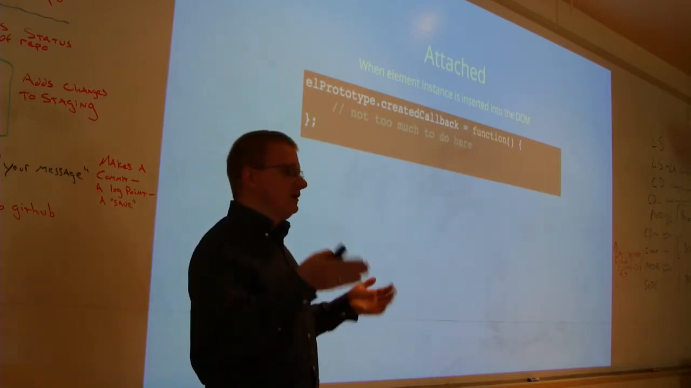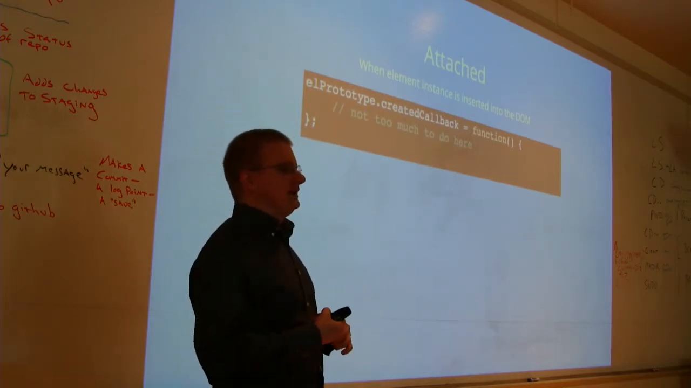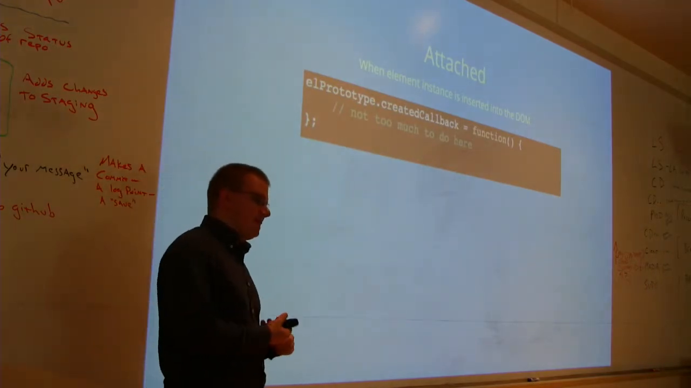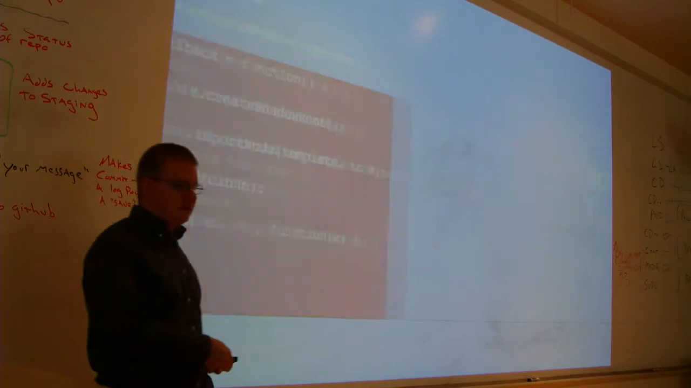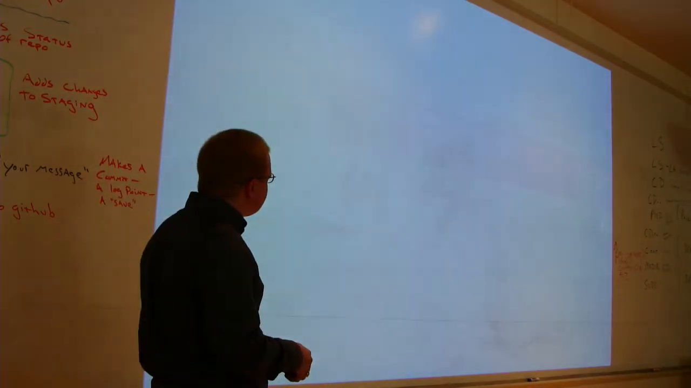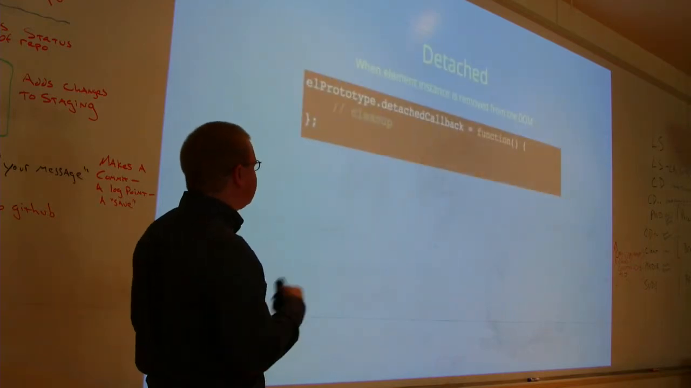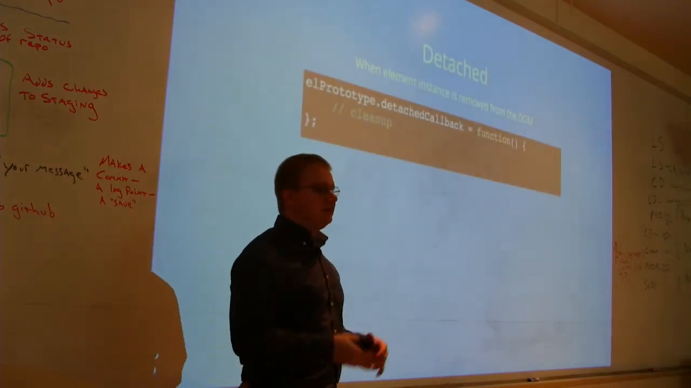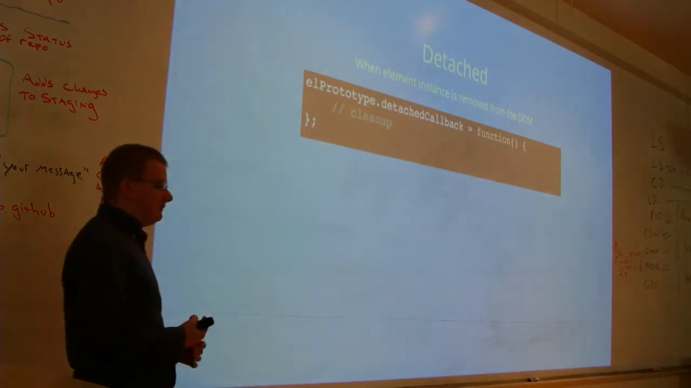This is one of the 4 lifecycle callbacks, so just understanding where that fits into the lifecycle is helpful. But for most of the stuff that we're doing here, we're just putting it all in created. All right, so detach is when the element is removed from the DOM, and this is where you put any cleanup. You might remove event listeners here that are being attached.